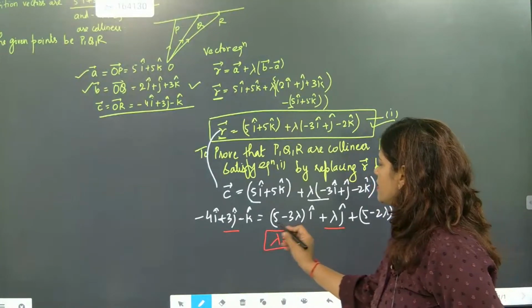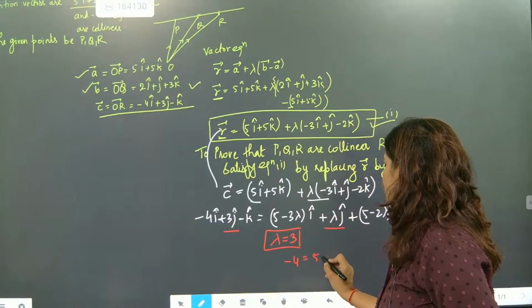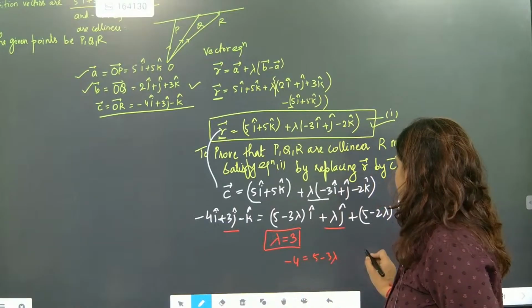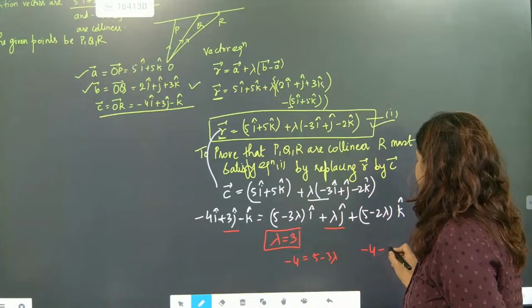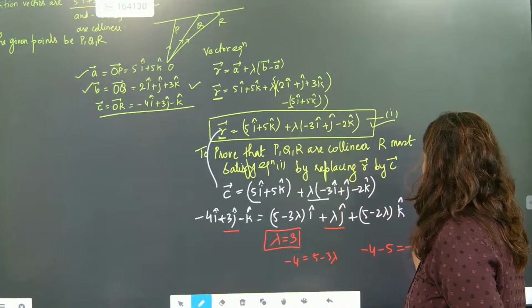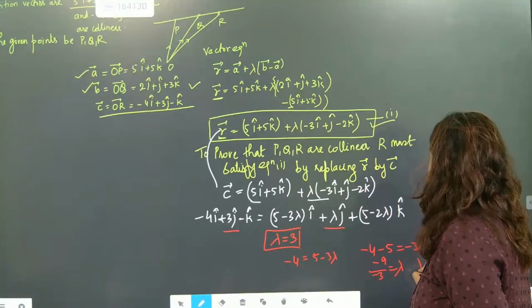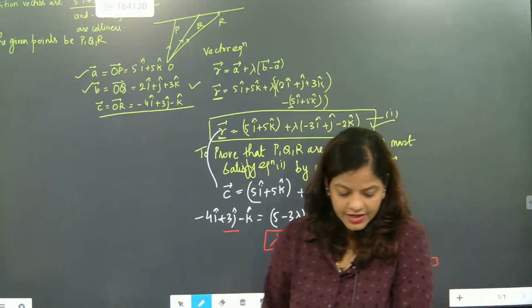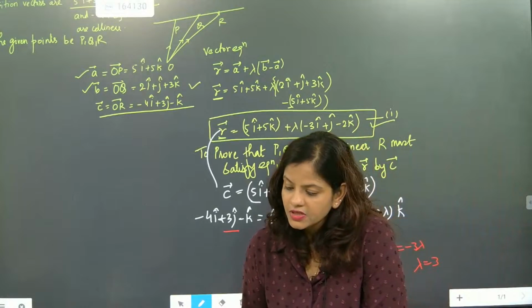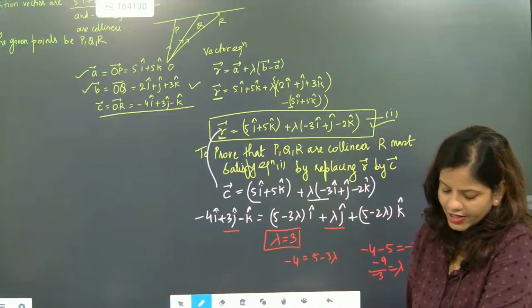Okay. Now here, if we substitute, minus 4 is equal to 5 minus 3 lambda. So it is coming minus 4 minus 5 is equal to minus 3 lambda. So minus 9 by minus 3 is equal to lambda. Lambda is coming as 3. Now lambda is exactly coming as 3. So that means after substituting, you will be getting the lambda value as 3.